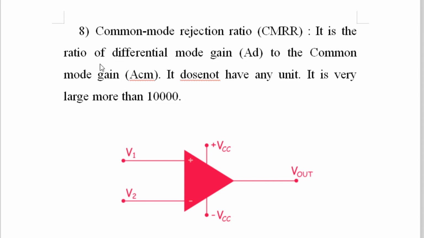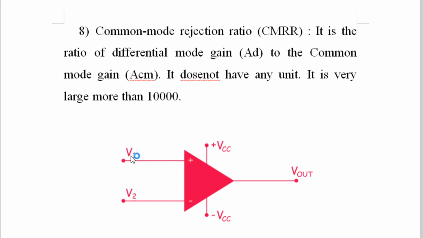And it is the ratio of differential mode gain to the common mode gain. The gain of an op-amp is always represented by capital A. AD for differential mode gain, ACM for common mode gain. And it is a ratio of voltage gains. Gain of the op-amp is voltage gain, Vout upon Vin, output voltage and input voltage. So there is no unit for gain, and like that there is no unit for CMRR also.